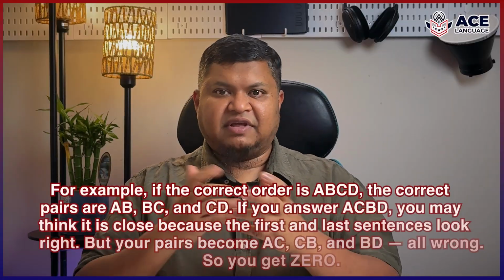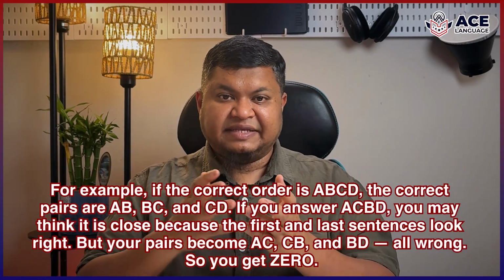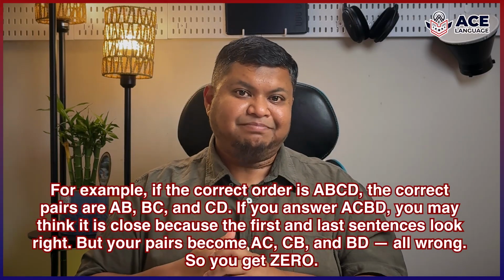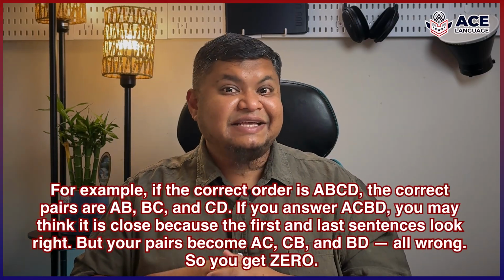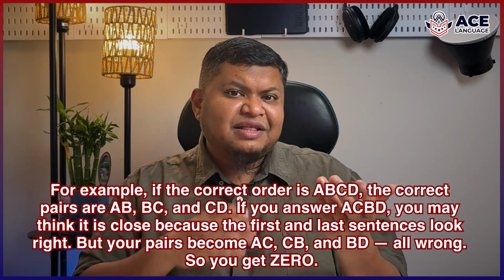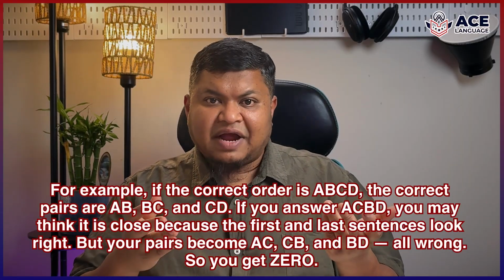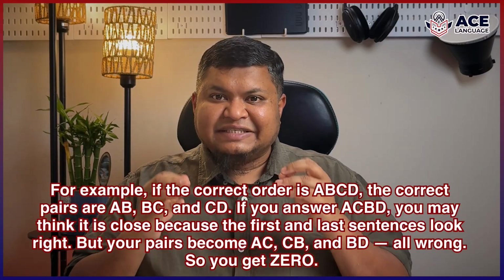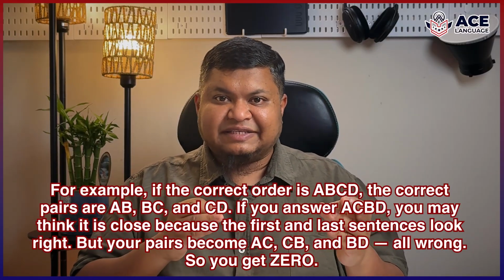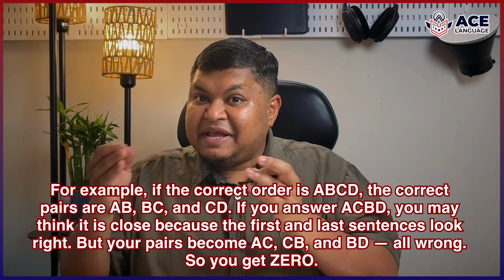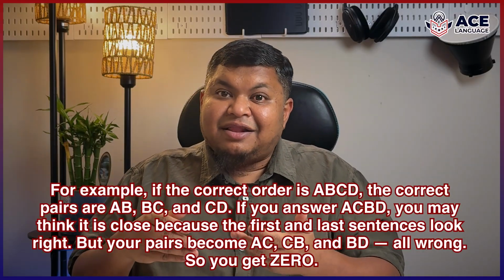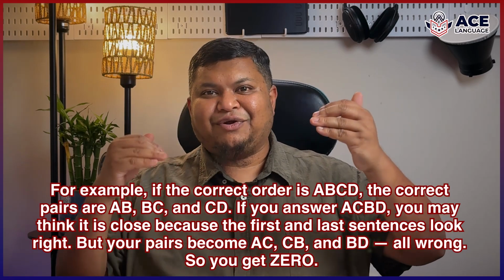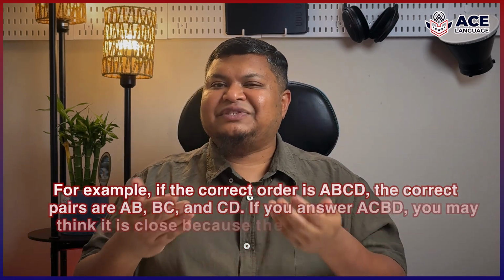For example, if the correct sequence is A, B, C, D, there will be 3 pairs, AB, BC, and CD. Let's say you answered AC and BD. You may think that you got your introduction and conclusion right. That means you scored well, right? Wrong. See, your pair for AC is wrong, and then CB is also wrong. Again, BD is also wrong. So despite getting both introduction and conclusion right, you will score 0.